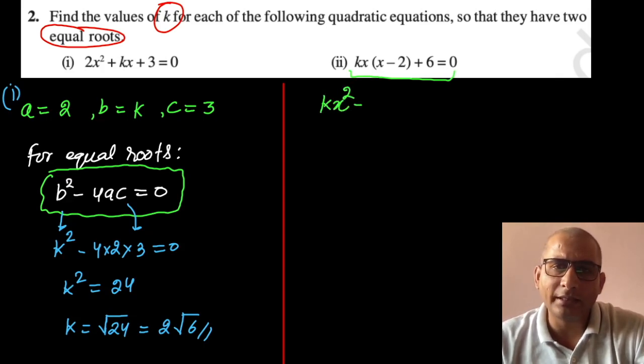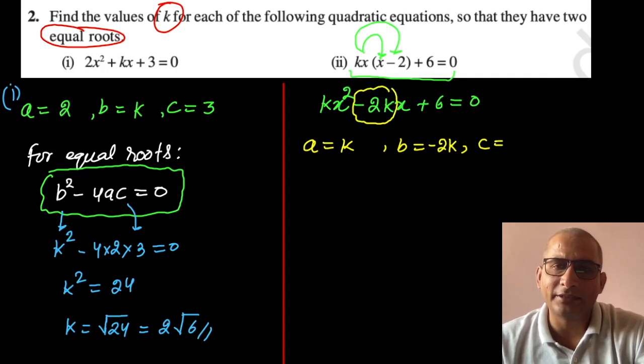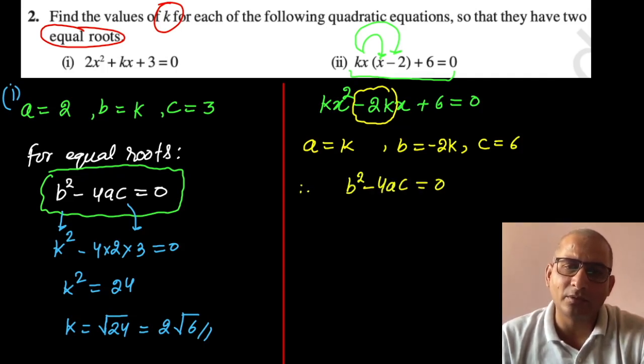So अगर आप bracket open करेंगे तो this becomes kx square and kx multiplied with -2, so -2kx plus k plus 6 equal to 0. So what is a in this case? K. Yes. What is b in this case? -2k, right? So k is the value along with the sign attached with x. What is c? 6. Okay. Again, if the roots are equal, the same condition, b square minus 4ac equal to 0.